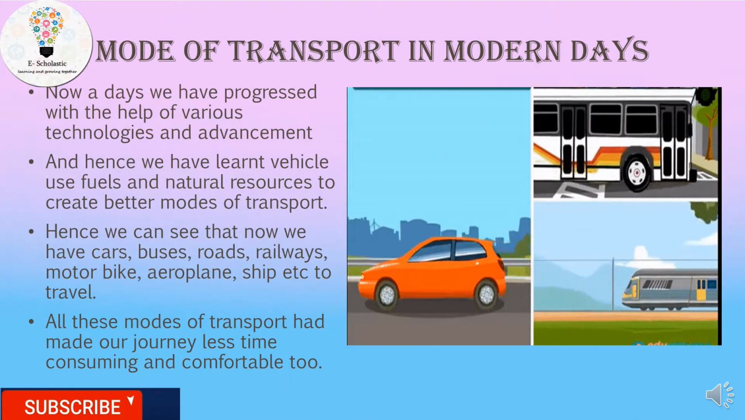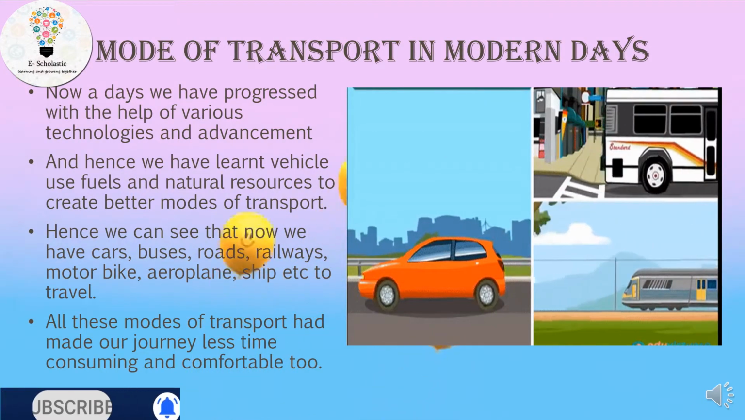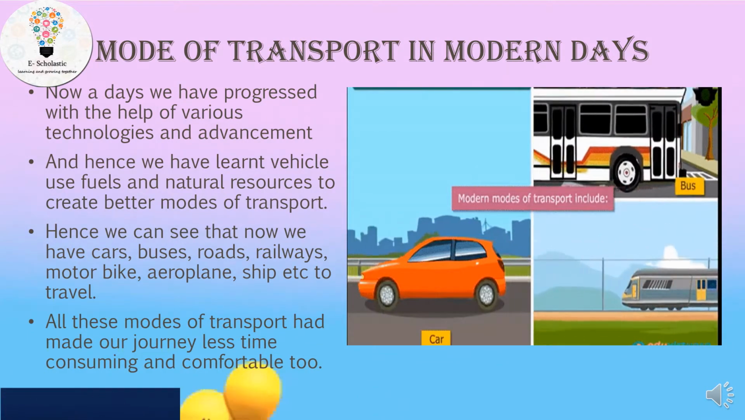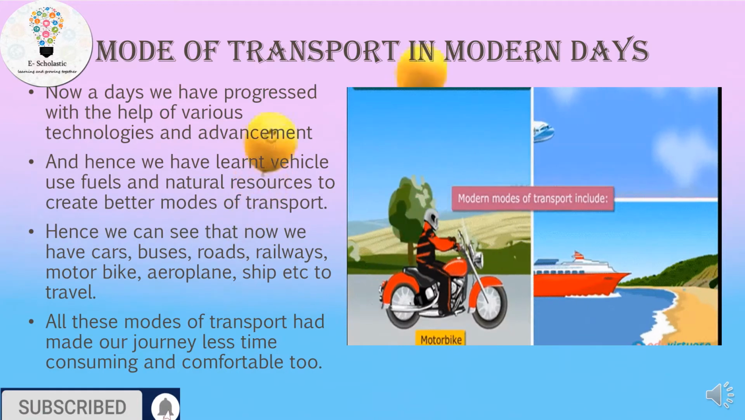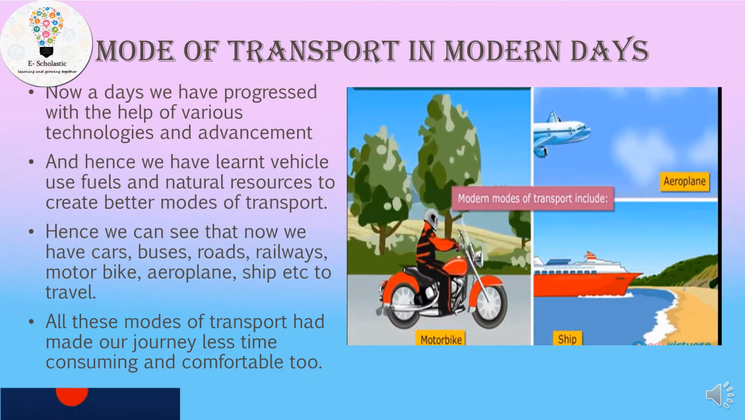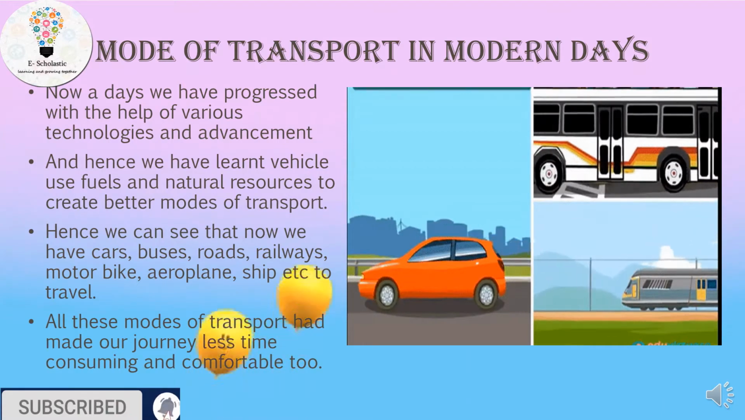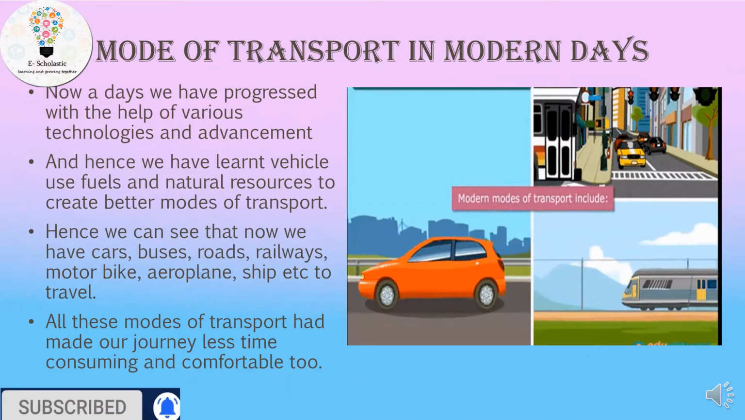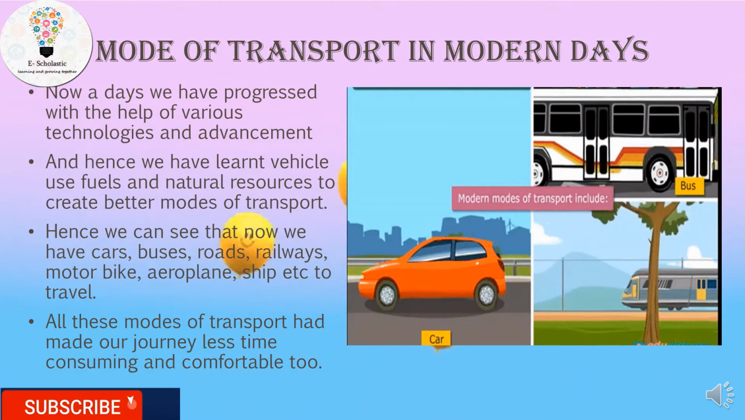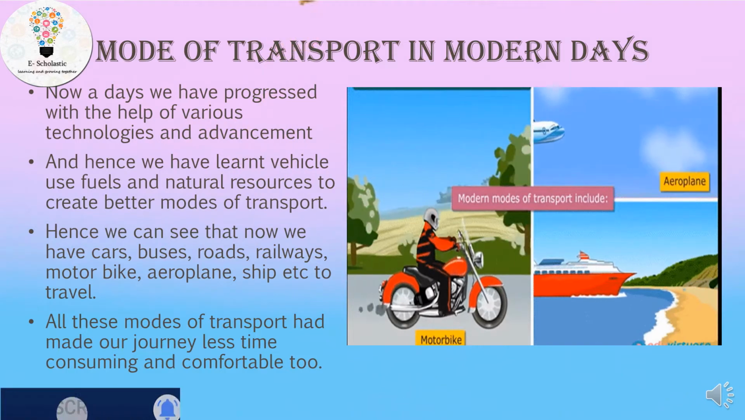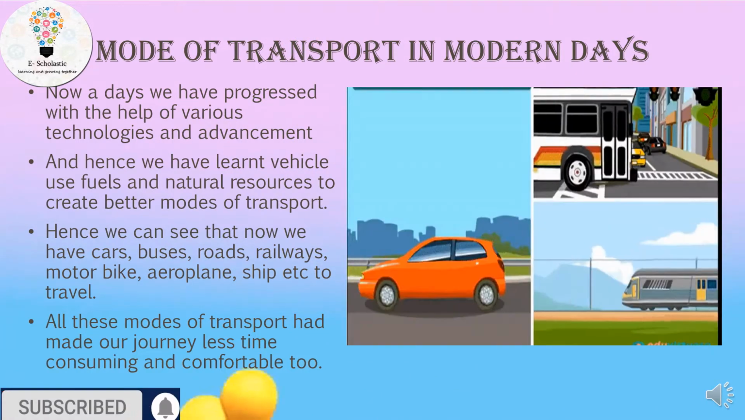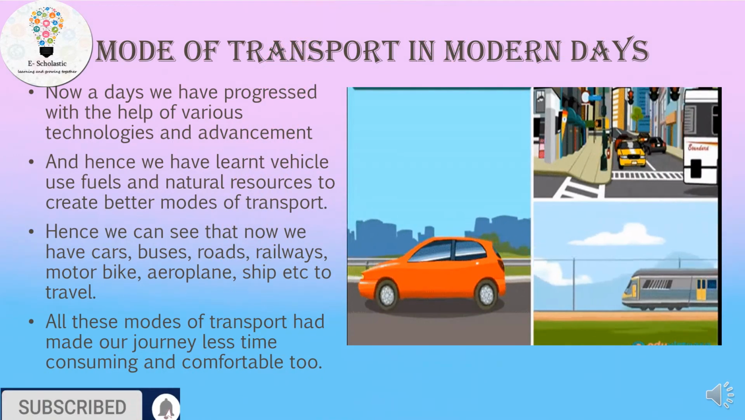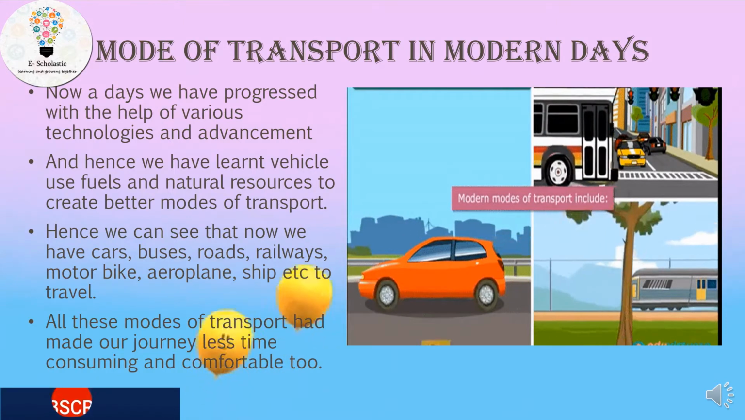Now let's understand the various means of transportation in today's era, that is, in modern times. Nowadays we have progressed, and with the help of various technologies and advancements, we have developed various transportation facilities, and hence we have learnt to use vehicles, fuels and natural resources to create better modes of transportation. Hence we can see that now we have cars, buses, roads, railways, motorbikes, aeroplanes, ships, etc. to travel from one place to another.